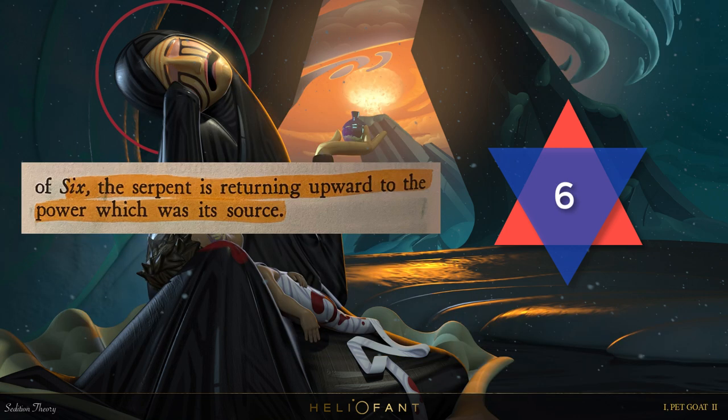The figure 6 is a line descending into a circle. The coil with the line descending is symbolic of the serpent's coil, which descends in 9 and ascends in 6. Therefore, in the case of 6, the serpent is returning upwards to the power which was its source.